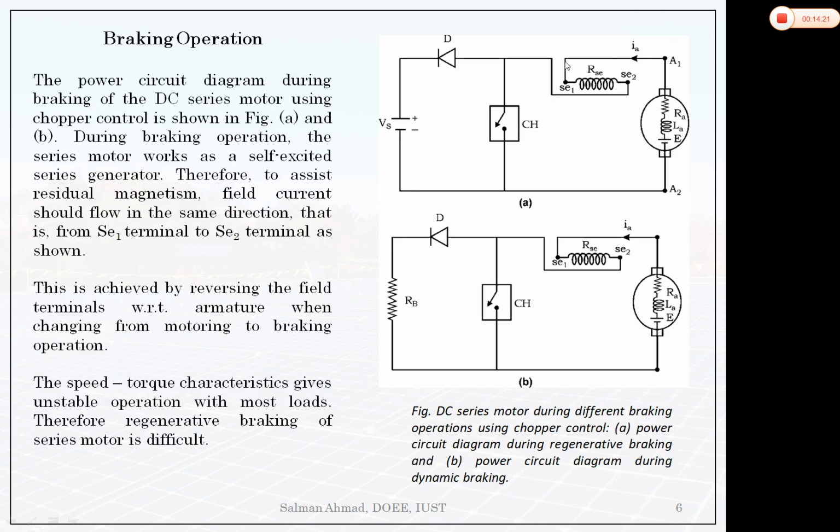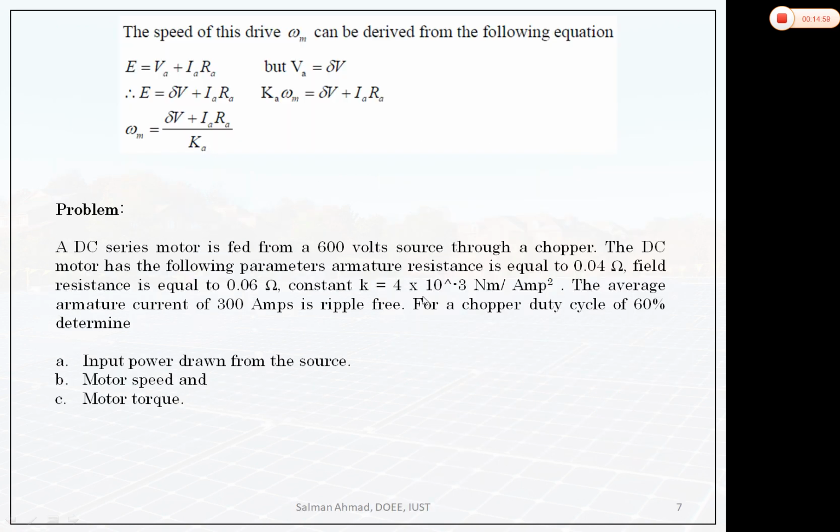So armature current is entering in the SE1 terminal and it is coming out from the SE2 terminal. Okay, so this is the regenerative braking mode circuit and this is the dynamic braking circuit. In this, whatever energy in the form of back EMF and stored energy in the inductances, that will be fed back to the source. In a dynamic braking mode, we are connecting one dynamic resistor that will dissipate whatever energy is stored in this.